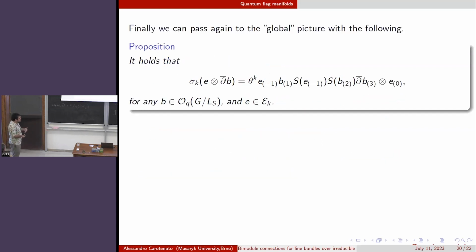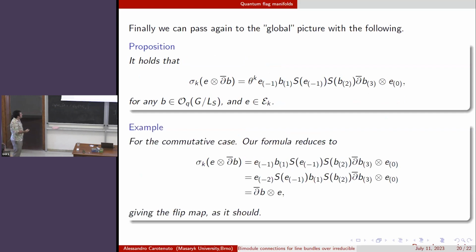Then we can just use the Takeuchi equivalence to go back to the category of relative Hopf modules. And this is how the full map sigma looks in general. So it's kind of convoluted. We are using the coaction, and the antipode is involved, but as it should be, if we consider the commutative case, we find that this map coincides with the flip of the two factors in the classical case.